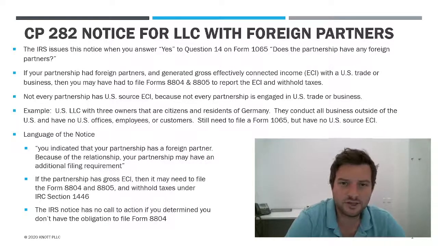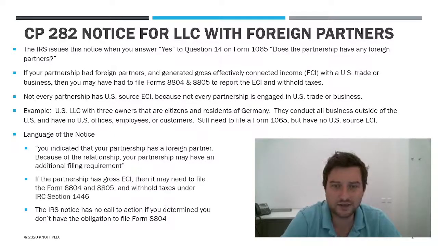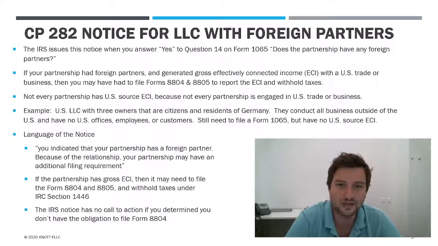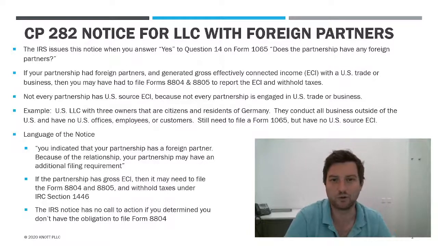Hey everyone, so in this segment I wanted to talk about this IRS CP 282 notice that you might have received if you recently filed a Form 1065 partnership return. So what does the notice mean, who would get it, and what do you do about it?